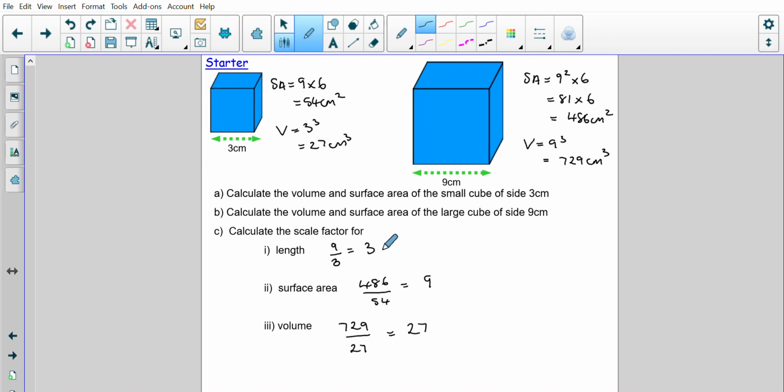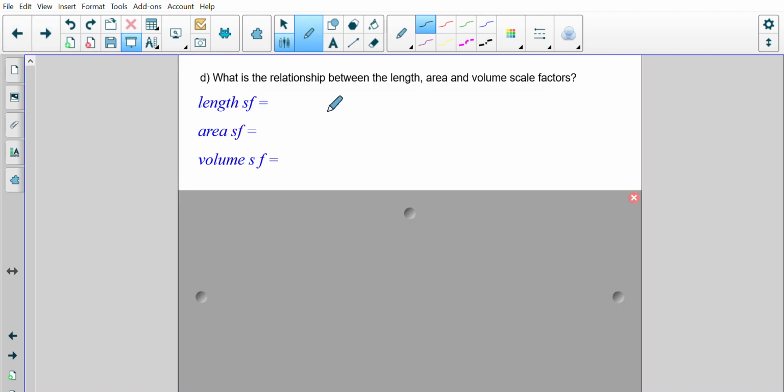What relationship do we notice between these scale factors? Well, let's have a look at that. So with a length scale factor of 3, the area scale factor is 9, which is the length scale factor squared. The volume scale factor was 27, which is the length scale factor cubed.